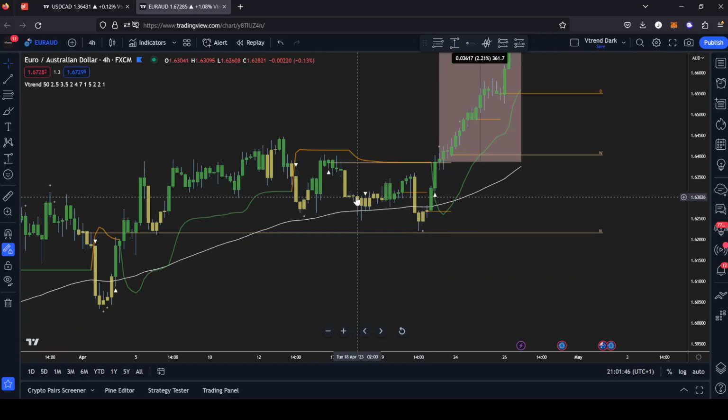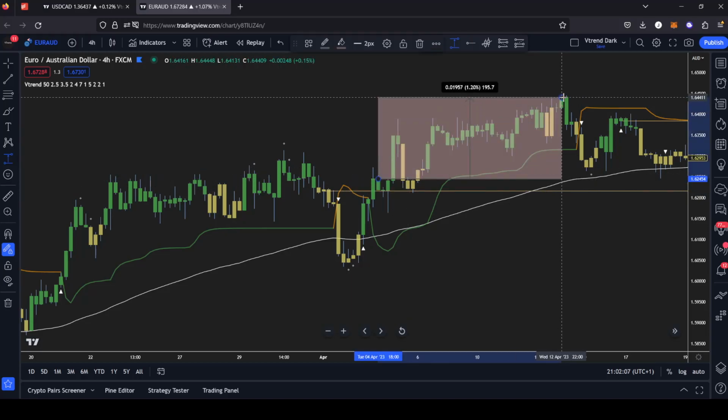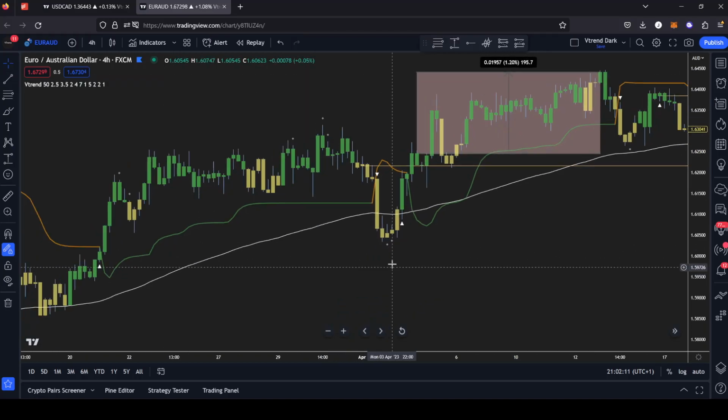We wouldn't have taken this trade. We would not have taken this trade. We wouldn't have taken this trade. So all three of those are scrapped. Now, after the trend cloud has changed, we had a signal here which we wouldn't have taken. We would have taken this one here. And we also would have taken this one here.